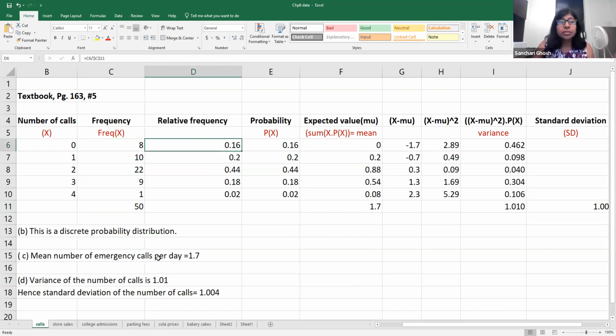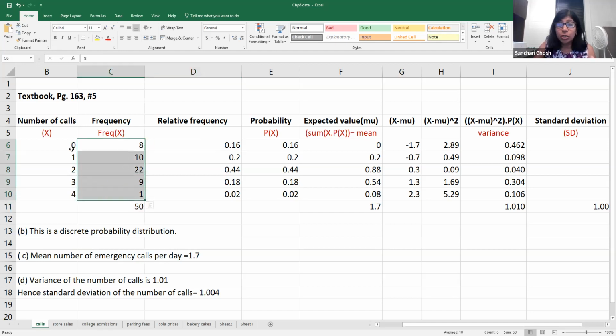frequency. So in this particular problem, which is taken from your 9th edition of the textbook, page 163, number 5, we see a number of calls being made. I guess these are 911 calls, and the frequency of the number of calls, where X is the number of calls, the random variable, the frequency is given like this.